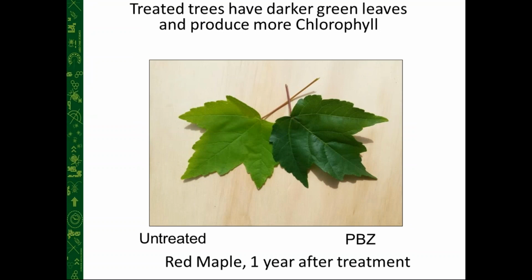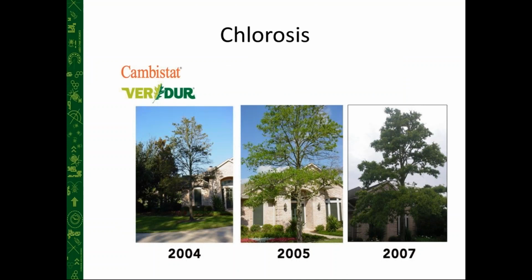This is another example. This is in Charlotte, North Carolina. This is a red maple. Again, 1 year after application with Candistat, you can see the difference in our treated and untreated leaf there. Pretty remarkable. Again, it opens up a whole new opportunity for us in these certain situations.